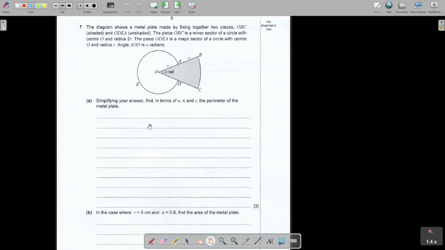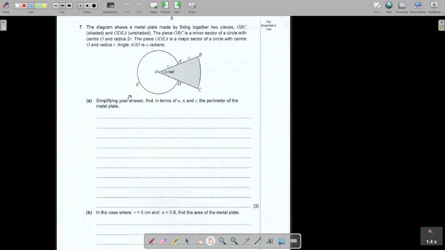Let's look at question number 7. The diagram shows a metal plate made by fixing together two pieces, OBC, the shaded, and ODEA, the unshaded. The piece OBC is a minor sector of a circle with center O and radius 2r. Very important, 2r. The piece ODEA is a major sector of a circle with center O and radius just r. Angle OAD is alpha.